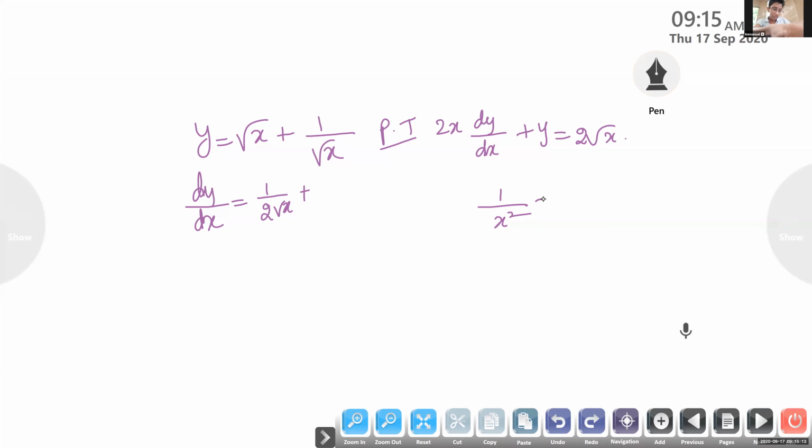This is x raised to minus 2, isn't it? Now, when you differentiate it, what will you get? Minus 2 x raised to minus 3.